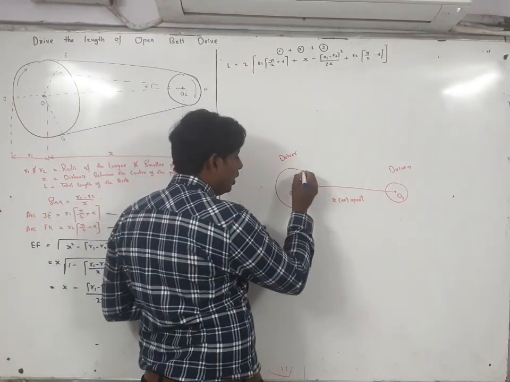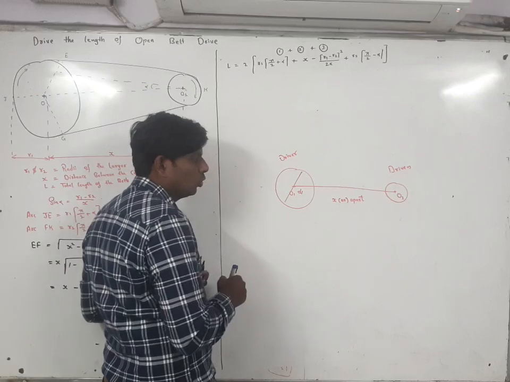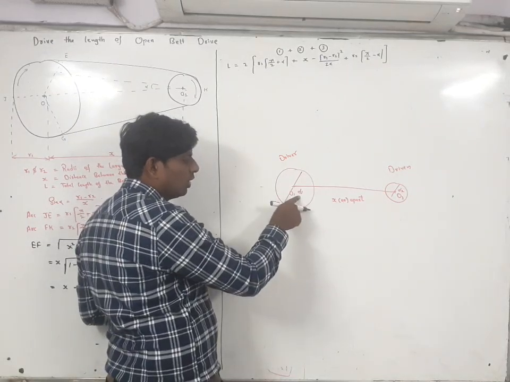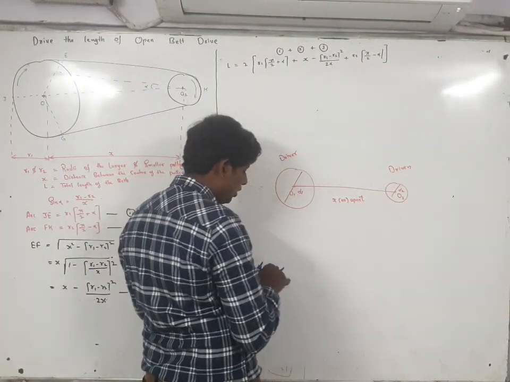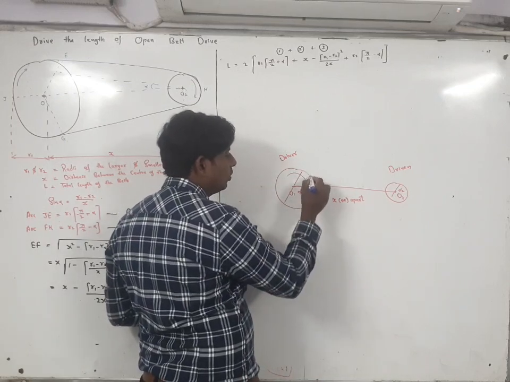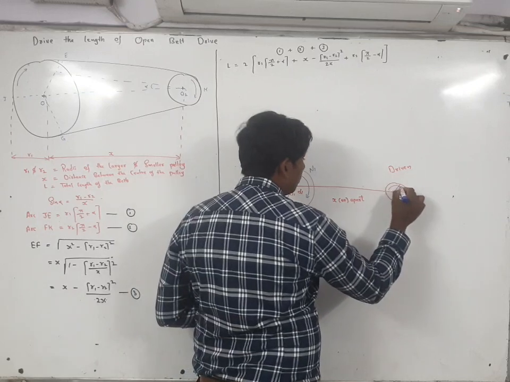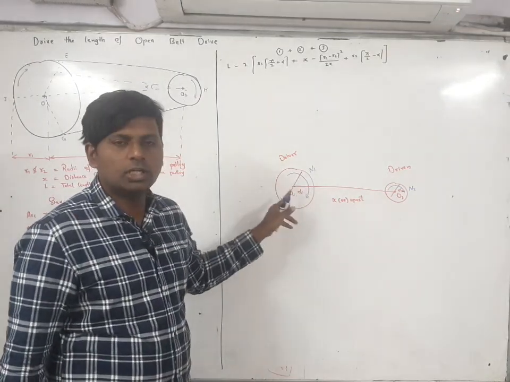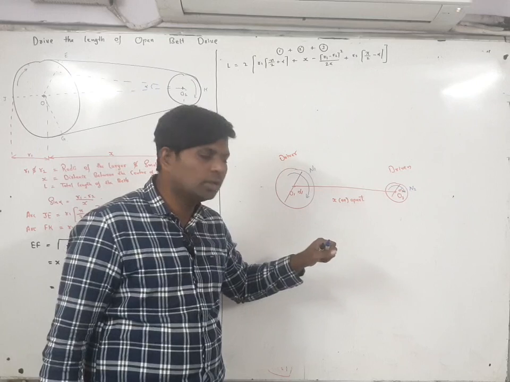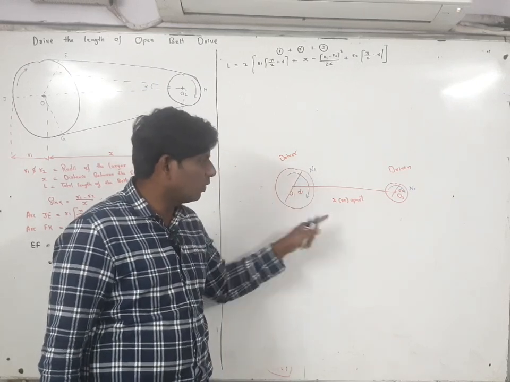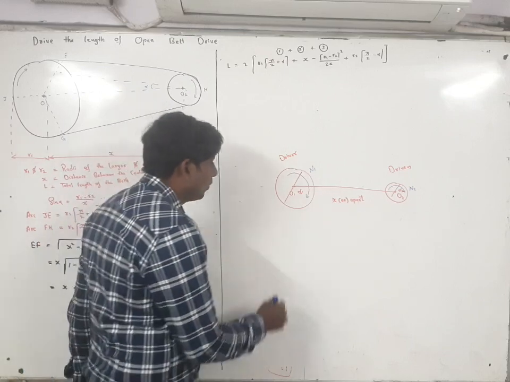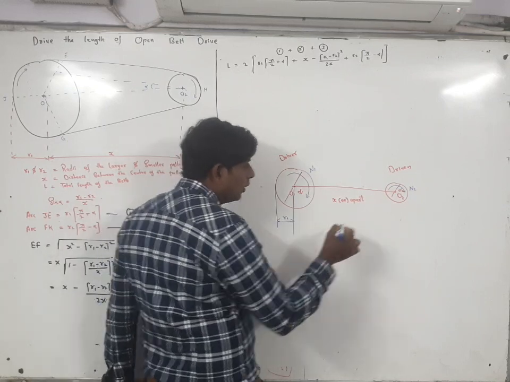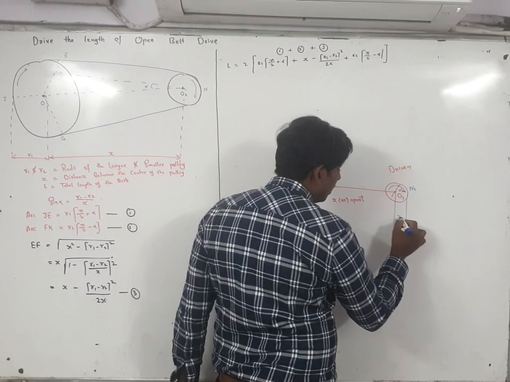The diameter of this pulley is known as D1, and the diameter of this pulley is known as D2. The speed of this pulley is known as N1, and the speed of this pulley is known as N2. Whatever the radius is from the center of the pulley to its end is known as R1, and this radius is known as R2.